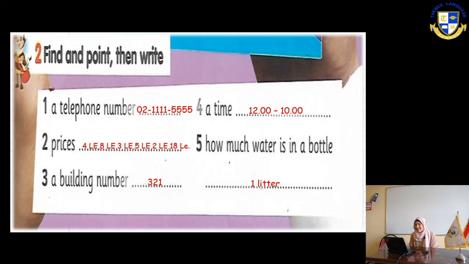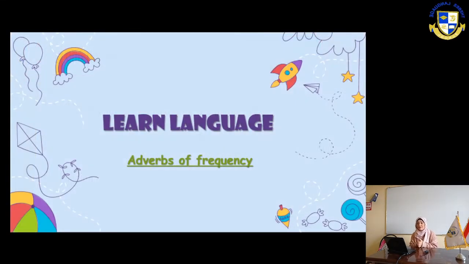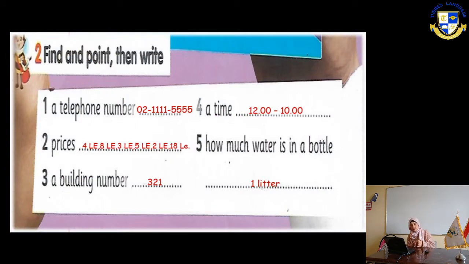Number 4, a time. The restaurant opens from 12 to 10 o'clock. From 12 o'clock to 10 o'clock. This is the time. Now, how much water is in a bottle? It's 1 liter.